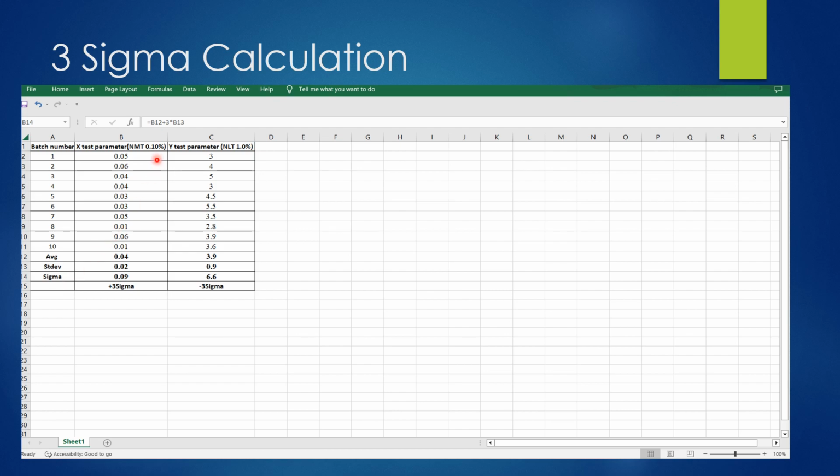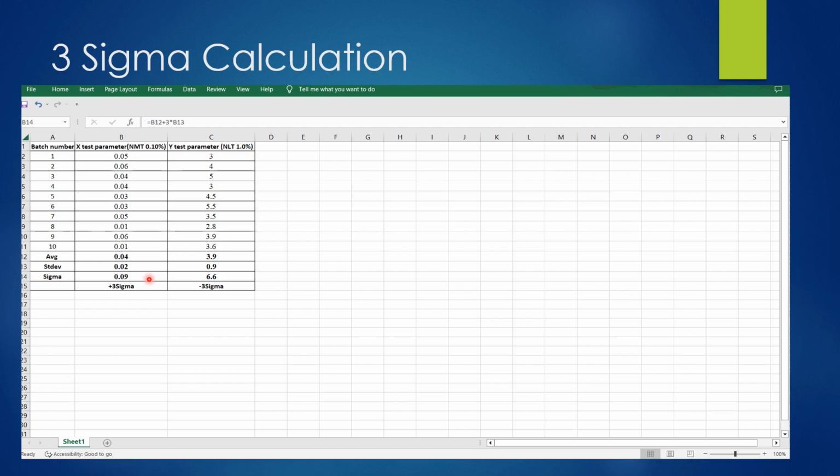So these are the results that have been obtained for the 10 batches, and I'm going to take the average, standard deviation and 3 sigma value for all these 10 batches. Let us see for average. The value that I've got for the X parameter is 0.04 and the standard deviation which I got is 0.02. And by including the value for plus 3 sigma, I got 0.09.